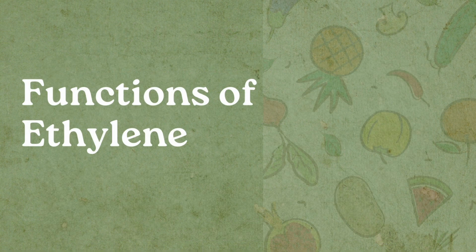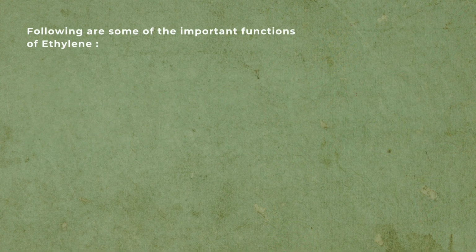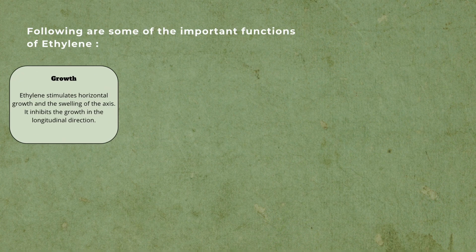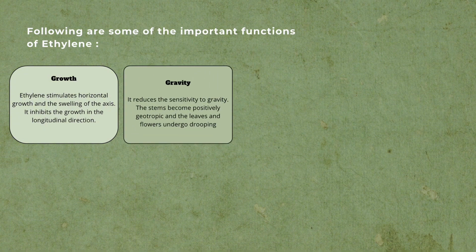So what are the functions of ethylene? Number 1 is growth. Ethylene stimulates horizontal growth and the swelling of the axis. It inhibits the growth in the longitudinal direction. Number 2 is gravity. It reduces the sensitivity to gravity. The stems become positively geotropic and the leaves and flowers undergo drooping, or the bending of stems towards the ground due to gravity.